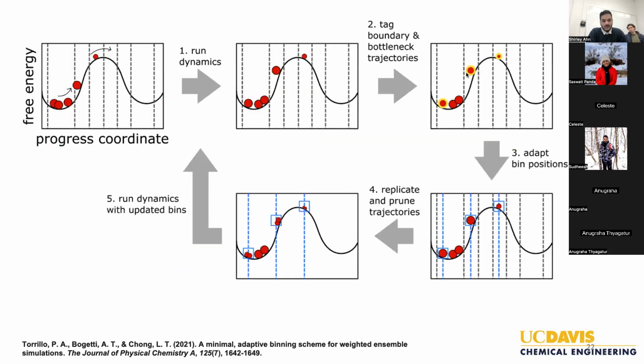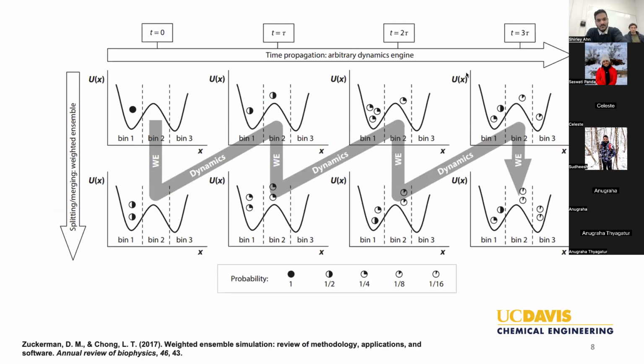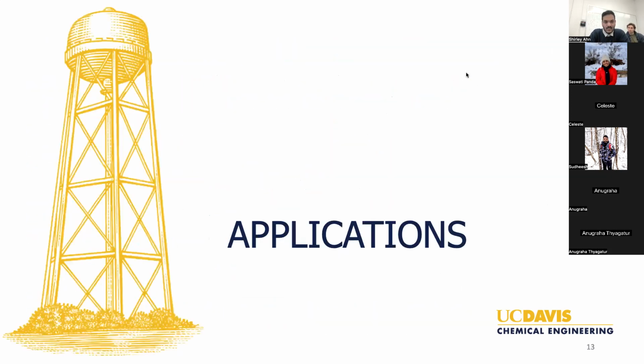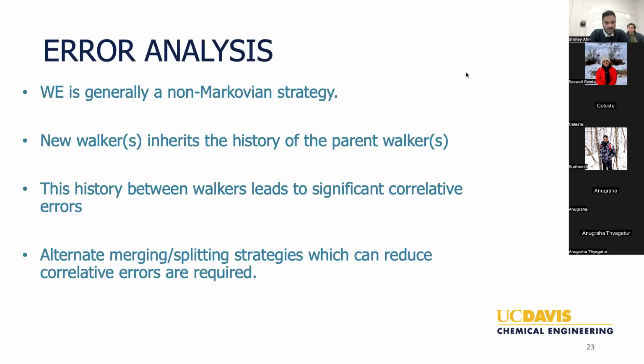So there is splitting of walkers and there is merging of walkers. When a single walker splits, the child walkers inherit the history of the parent walker, and when two walkers merge into a single walker, that single walker inherits the history of its two parent walkers. That is a major source of correlative errors in the weighted ensemble simulation, and there is a search for alternate merging or splitting strategies which can reduce those correlative errors.